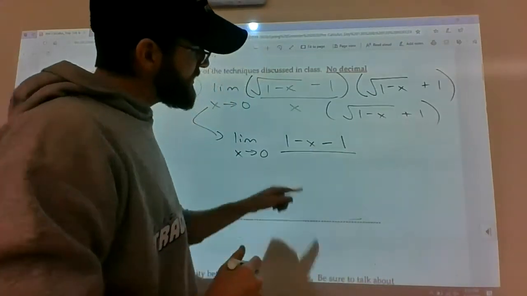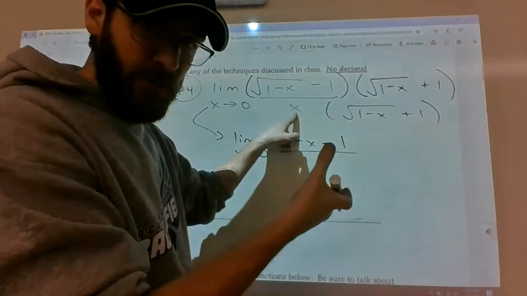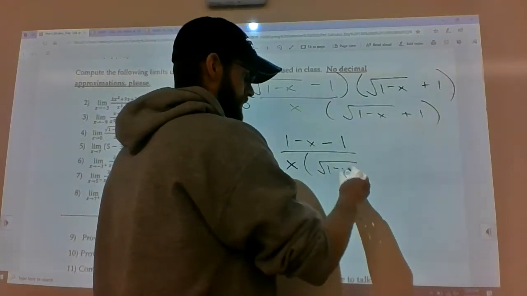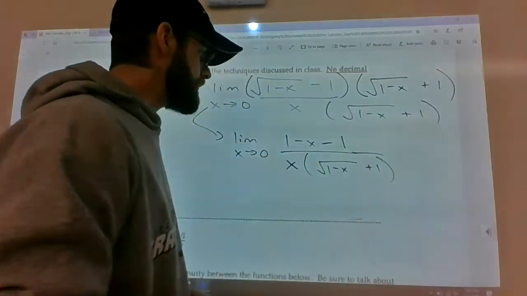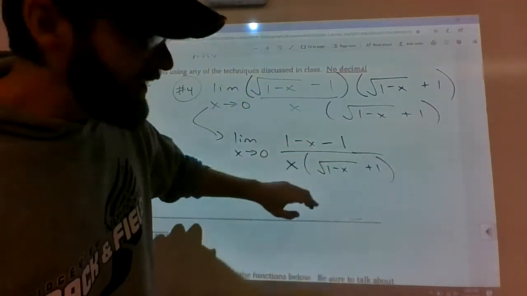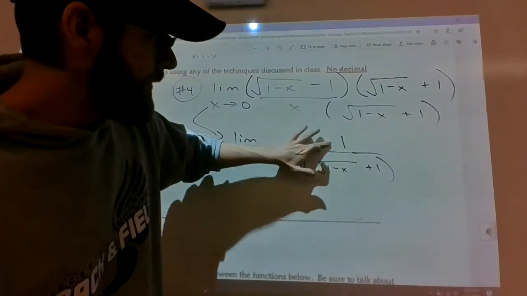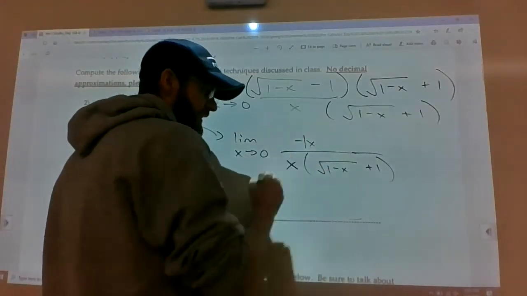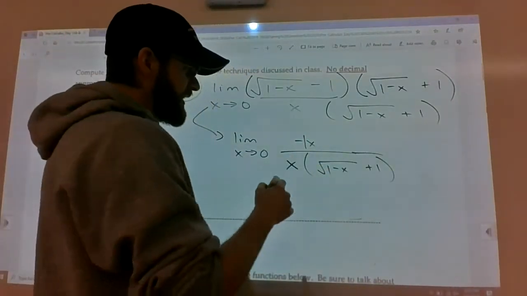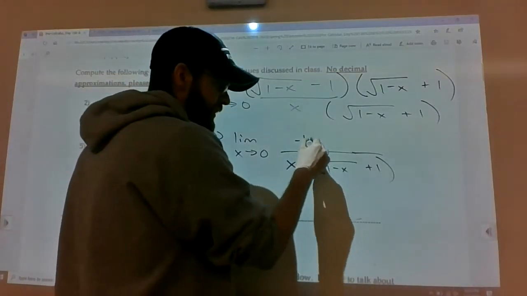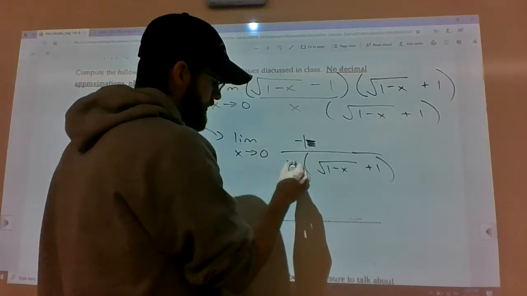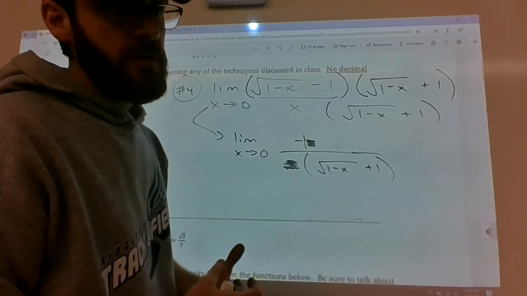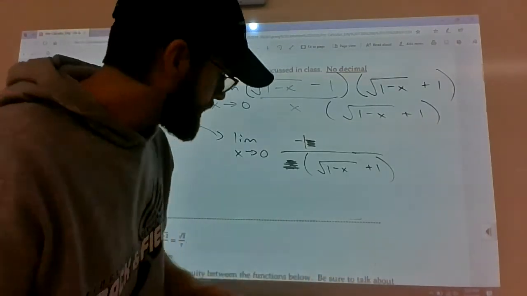On the bottom, I'm going to ask you guys not to distribute this x because we're trying to cancel that factor. Keep it, quote, factored. All right, that 1 minus 1 on the top is going to eliminate 0. Bye-bye. And then negative x, think of it as a negative 1x. So x divided by x is also 1. It's like 1 over 1. Negative 1 times 1 is negative 1. It basically cancels out, and there's no remnant of it anywhere.